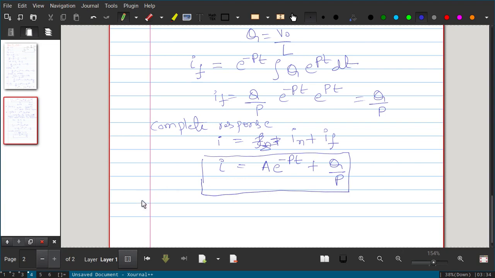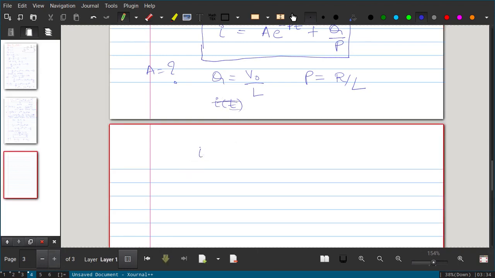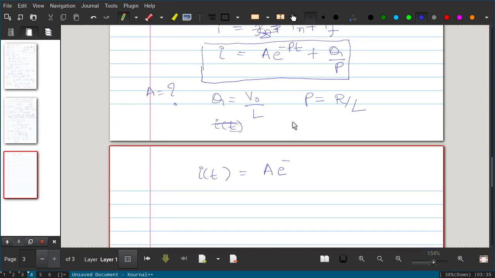Let us find A. We already know Q is V naught by L, and P is R by L. So I of t equals A into e power minus pt, the natural response, with P substituted, e power minus R by L t, plus Q by P, where Q is V naught by L and P is R by L. Now at t equal to 0, we know I of 0 is 0.